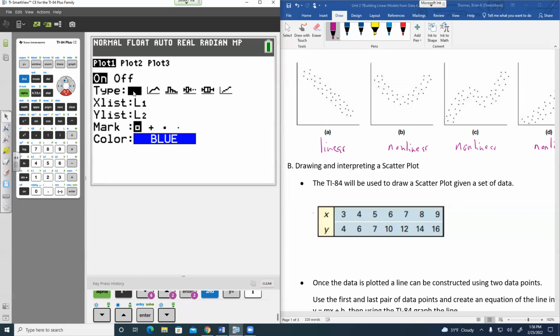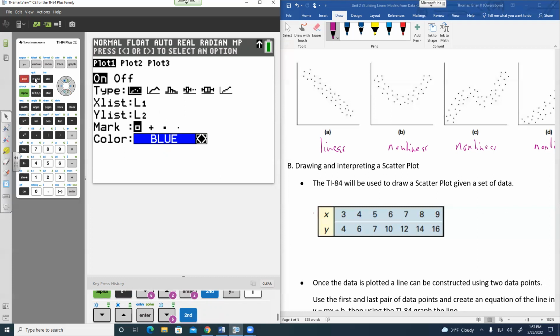This is called a scatter plot. So we don't want to change that one. The list, we're going to keep that in L1. So the X list will be in L1 and the Y list will be in L2. And it looks like the color here is going to be blue on my screen. You may not have that option on yours. You may not have colors. So that all looks good.